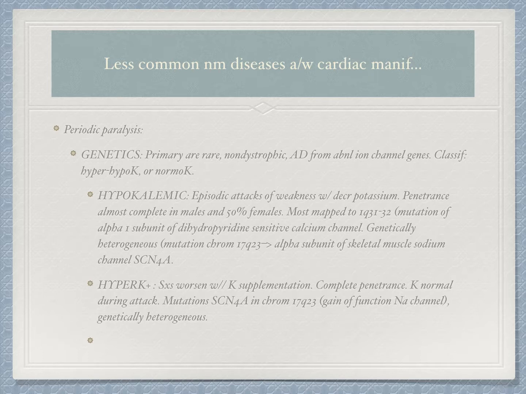Some less common neuromuscular diseases associated with cardiac manifestations. Periodic paralysis. It may be due to hypokalemia, normokalemia, or hyperkalemia. What you need to know is that the lower the potassium level, the worse for the patient. Most of these resolve when you replete potassium, but the hyperkalemic may get worse if you replete potassium. Then in these patients, try to give mexiletine. It will help them out. And for the weakness, you can give them acetazolamide.